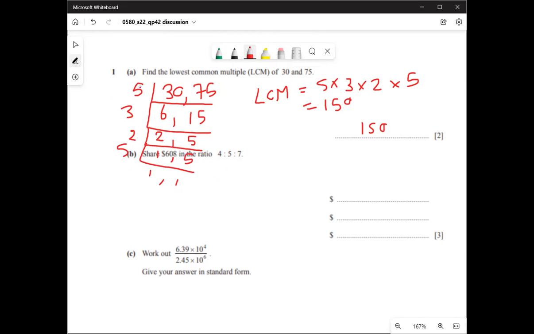And we multiply all of these. Don't we start with the lowest prime number? No, it doesn't make a difference which one you start with, because it won't divide with 2. You can't divide 75 by 2. You'll get a decimal.